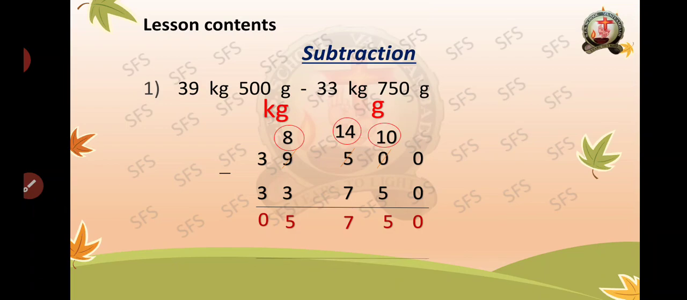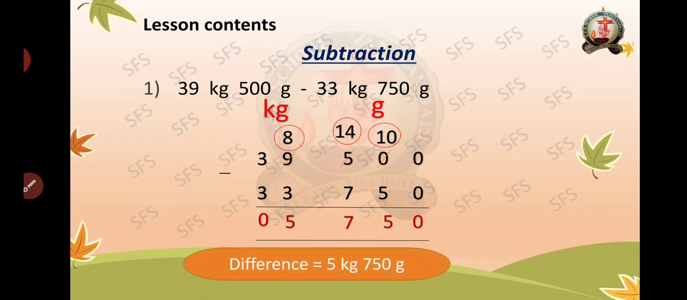Okay, now at the end you have to write up the full answer. And also, children, for subtraction we can use the word difference. What can we use? It is difference. So the difference is equal to 5 kg 750 g. This is the answer. At the end you have to finalize the answer. Okay, now let us move on to the second problem.